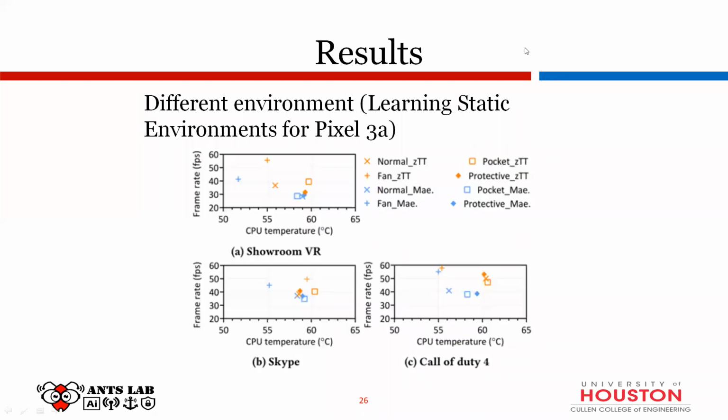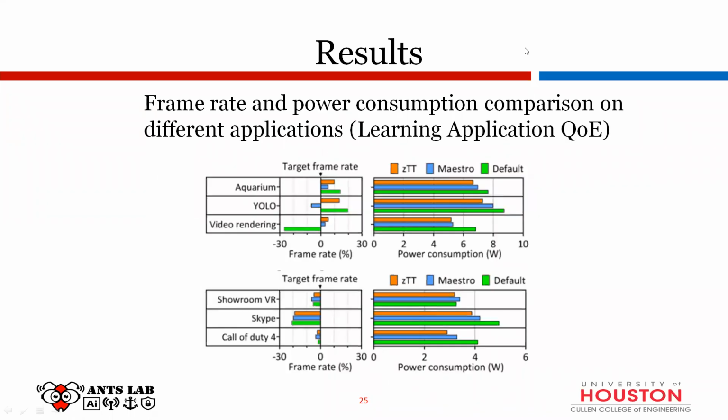Before you move on, previous page, please. The Maestro, they do the proportional allocation between GPU and CPU. Do they do a fixed allocation, or do they do the allocation based on different applications? For the blue one, they do it on different applications. For example, for an application like Aquarium, they allocate the CPU like 40% and GPU 60%. For YOLO, they do 50-50. For video rendering, probably they do 70-30, something like this.